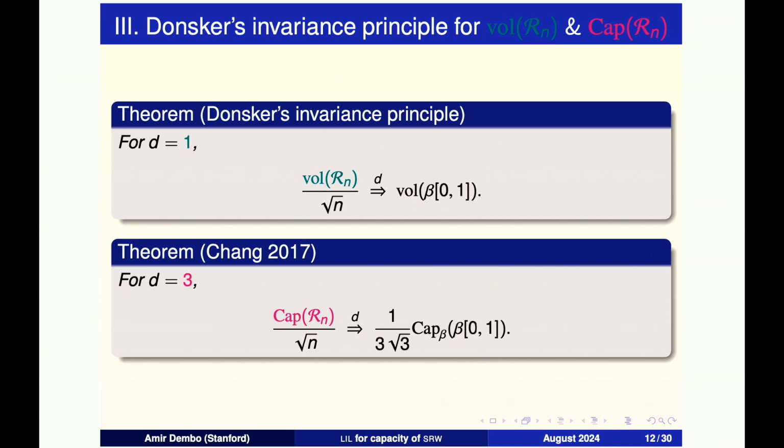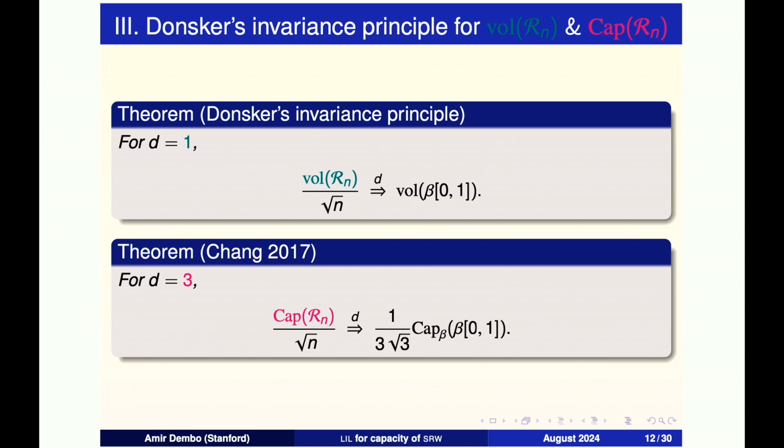So here are the results on Donsker invariance principle for the volume of random walk and capacity of the range. The volume of random walk, very simple, is just the maximum minus the minimum of the random walk, because it's just an interval. Divide by square root of n, you will get the volume of the Brownian motion from 0 to 1. It's very simple convergence, a result of Chang, relatively quite recent. In dimension 3, if you divide the capacity of the range of the walk by square root of n, and you take the limiting distribution, you will get the capacity related to the kernel of the 3-dimensional Brownian motion run from 0 to 1.